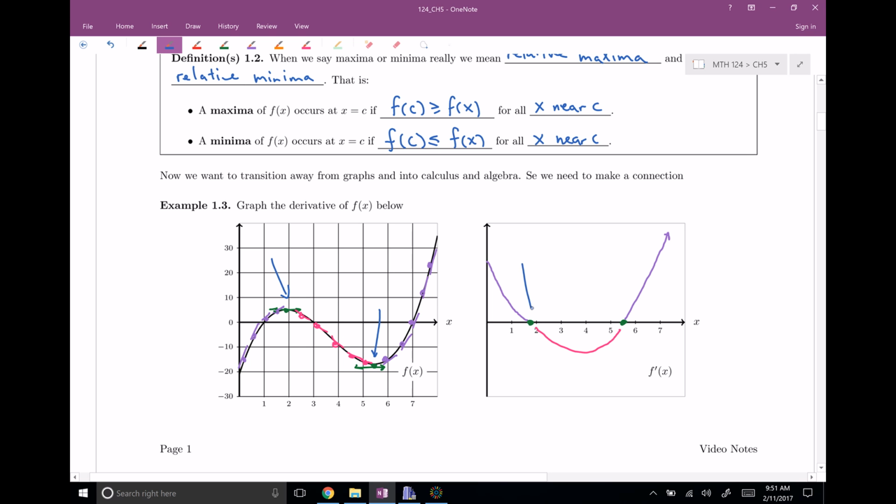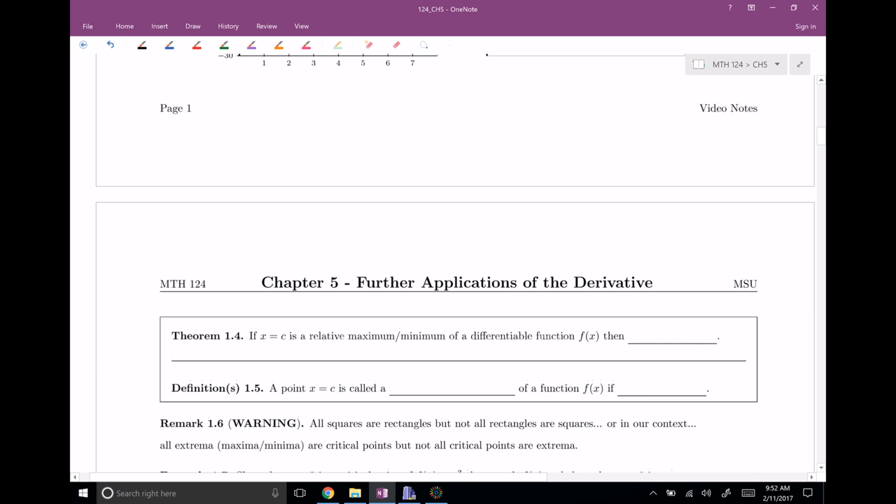And you can see in this graph here, these happen to be the places where the derivative is equal to 0. So the claim is, if you want to find minima or maxima, we should be very interested in where the derivative is equal to 0. So let's go ahead, next page.